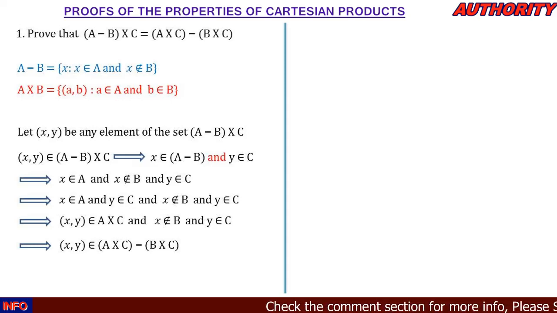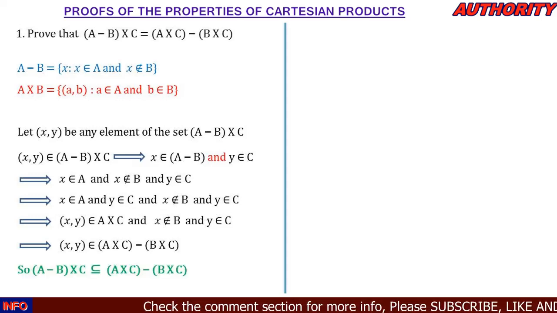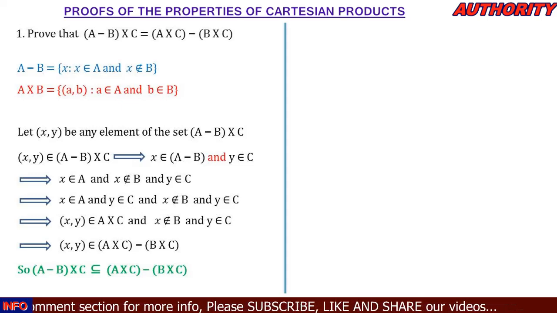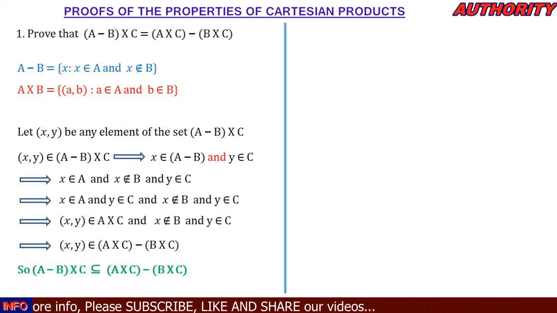So if we succeed in putting it this way, we give our first conclusion. Our first conclusion is going to say that A cross C difference B cross C is contained in A cross C difference B cross C. Is that true? Yes. Now let's go. We have succeeded in showing that what we have in the left hand side is contained in the right hand side. Okay, now let's go again and also show that what we have in the right hand side is also contained in what we have in the left hand side.